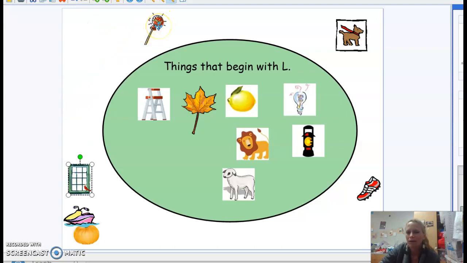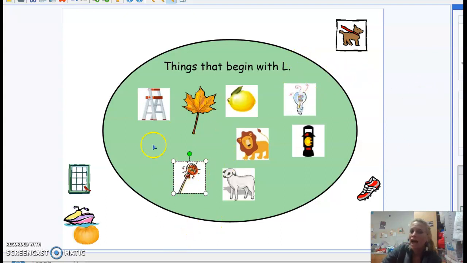How about lollipop? Lollipop. Good. So those are things that begin with the letter L. So afterwards, when we're done, I want you to write that letter L for me. And then I want you to draw something that began with the letter L. Oh, can you do that with me?